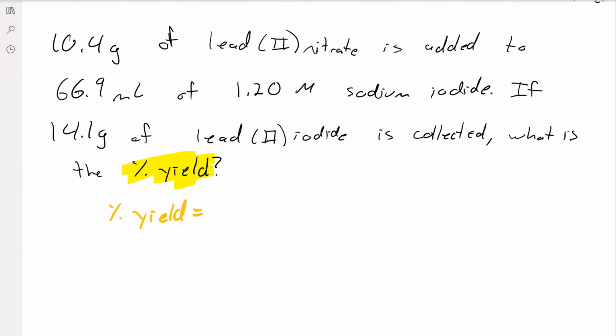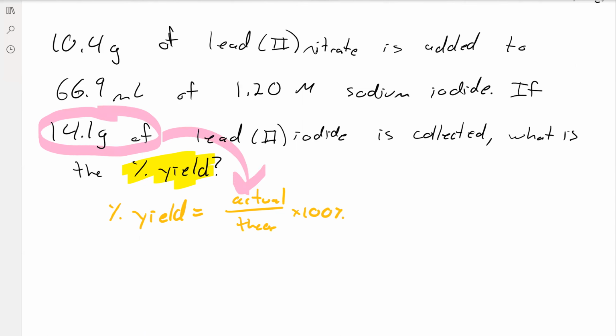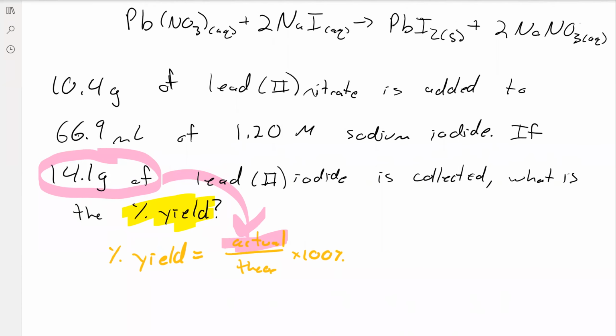And we know that percent yield is equal to the actual yield over the theoretical yield times 100%. If we read the question carefully, we can tell that we are given an actual yield, right? We got 14.1 grams of our lead iodide, so that can be plugged in for our actual yield. The next thing we need to think about is what's the theoretical yield? That's the other part of the question. And we see that we're combining two things. So we're going to have to first determine which one is the limiting reagent and thus our theoretical yield.